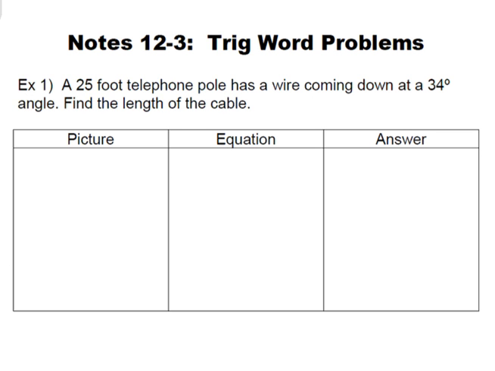All right, we're going to be looking at some trig word problems today. Our first problem states a 25-foot telephone pole has a wire coming down at a 34-degree angle to the pole. Find the length of the cable.